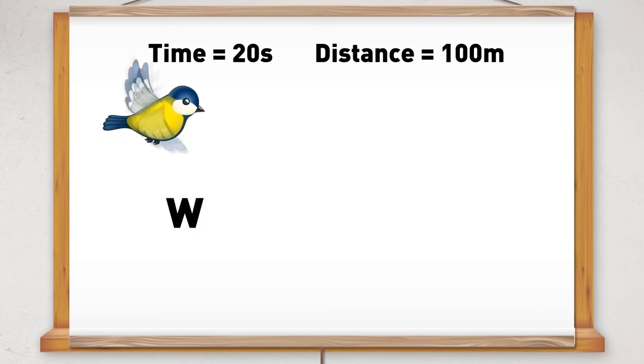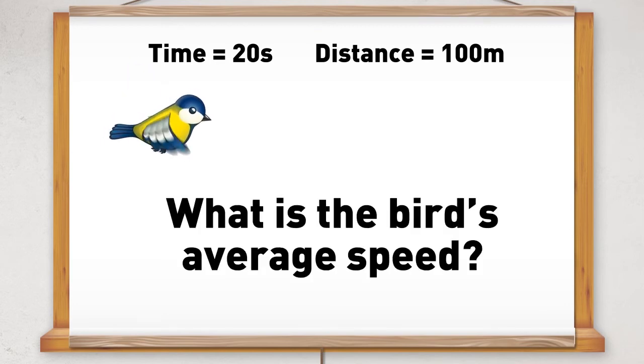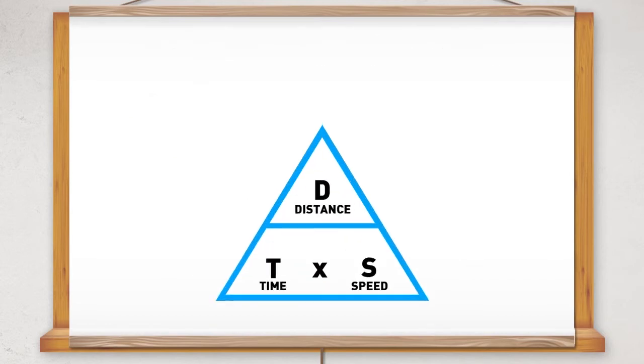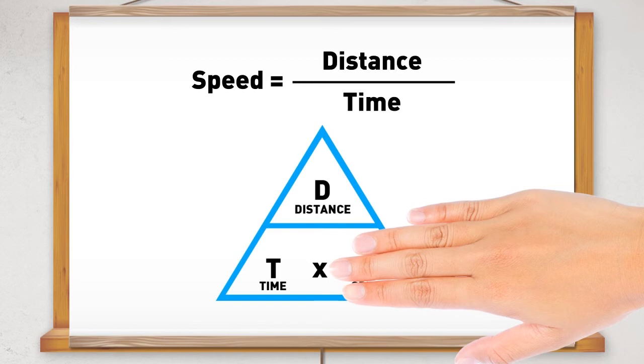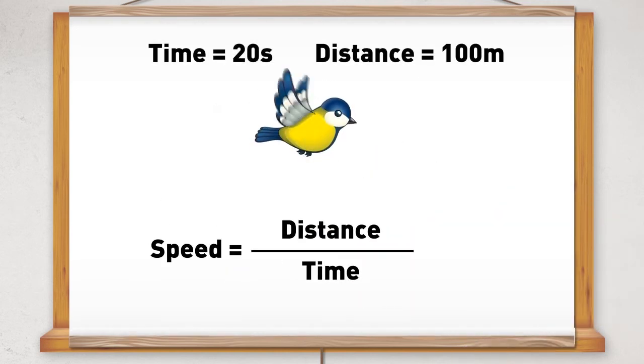We need to calculate the bird's average speed. Using the formula triangle to find the speed, I cover up the speed, and the calculation I need to do is distance divided by time. Since the compound measure of speed is the one we are trying to find out, we don't need to check the units of the quantities given, so we can put the numbers straight into the formula.